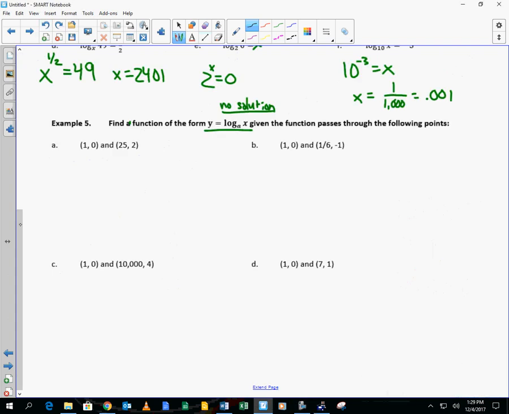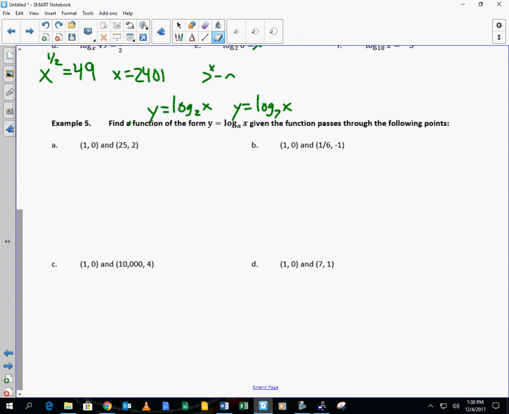Okay, let's actually find some equations. So we have y is equal to log base a of x. And so we want to write an equation for it. So we want, say, y is equal to log base 2 of x. Or y is equal to log base 7 of x. Or y is equal to log of x that has a base of 10. Or y is equal to natural log of x. So we want our answers to look like that.